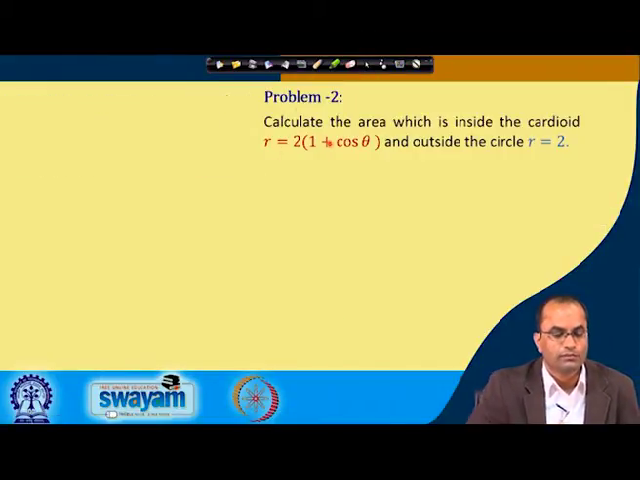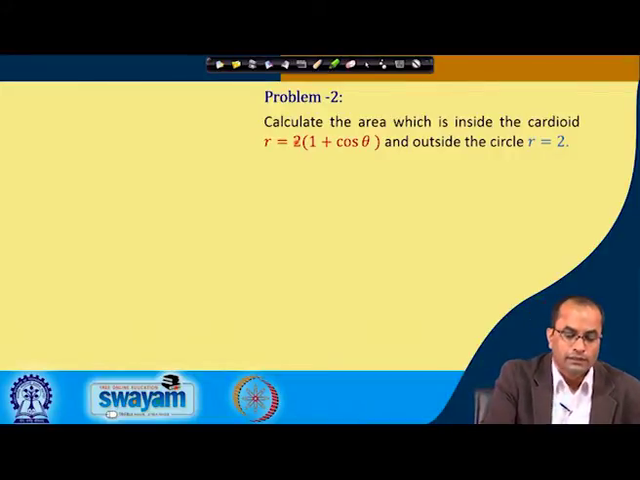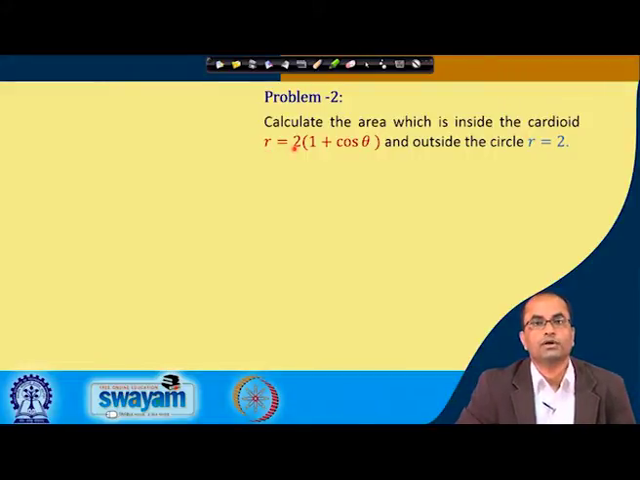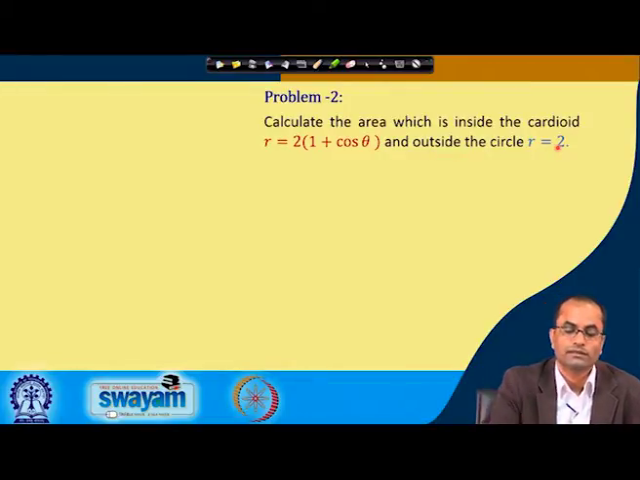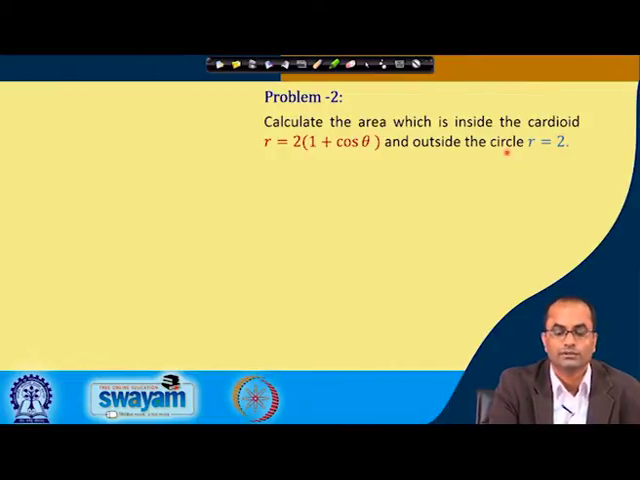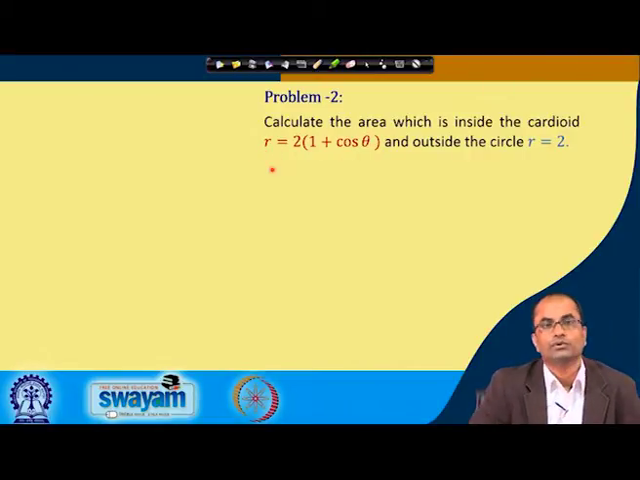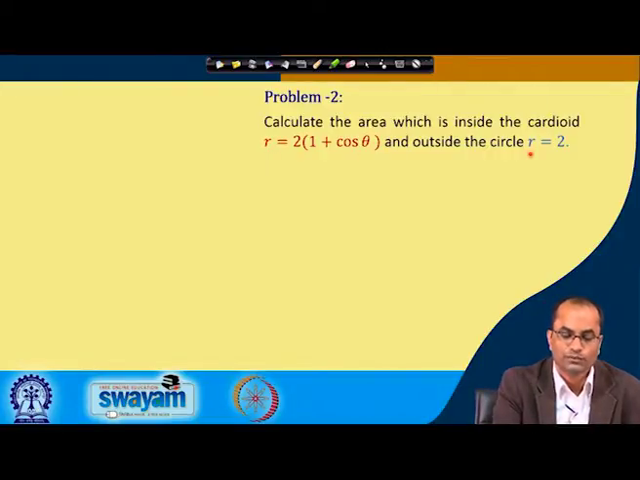So, let us take another problem here, problem number 2, which will give us again a little more insight. Here, calculate the area which is inside the cardioid r is equal to 2 times 1 plus cos theta, and outside the circle r is equal to 2. So, there is a circle here of radius 2, center 0, and then we have this cardioid r is equal to 2 times 1 plus cos theta. So, we have to first draw the region as usual.